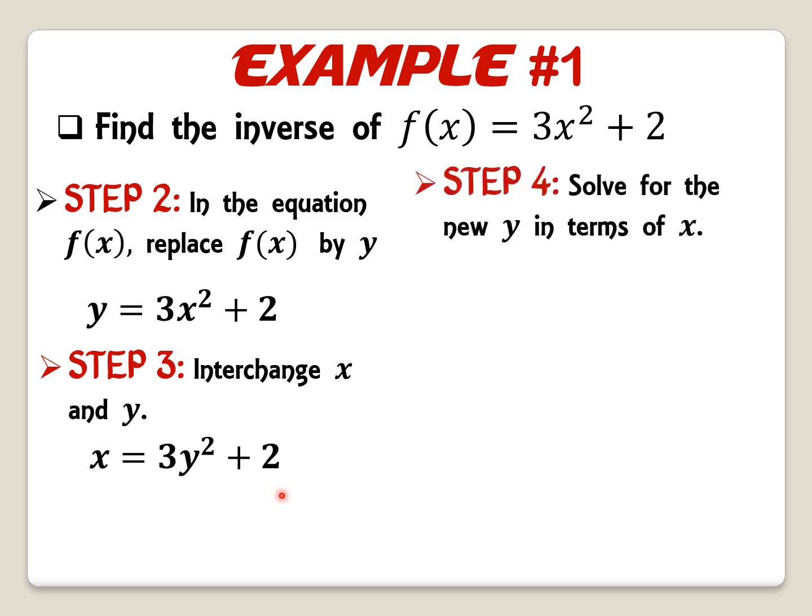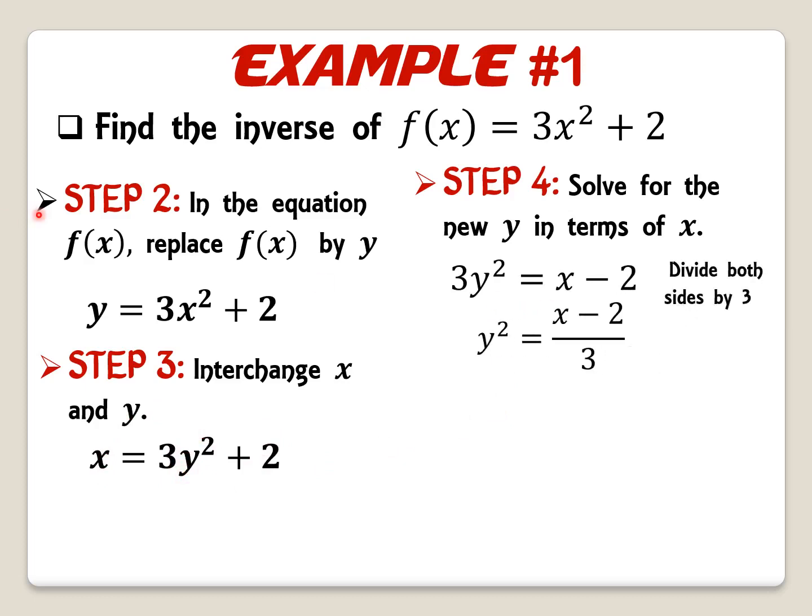Fourth step is to solve for the new y in terms of x. So from this point, we're going to solve for y. We transpose positive 2 to the other side, so that will give you 3y squared is equal to x minus 2. And then solving for y, we divide both sides by 3, so that will give you y squared is equal to x minus 2 divided by 3. To make y squared become y to the first power, you have to extract the root of both sides. So that will give you y is equal to the square root of x minus 2 over 3. I hope you did follow.